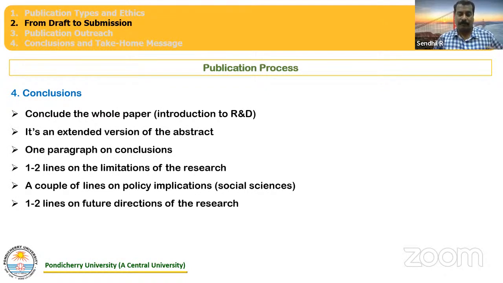And as a reviewer or editor, I always expect 1 or 2 lines on future directions of the research. Sometimes authors may not be interested to disclose, because that may lead to some other paper. But sometimes when you give some directions, authors may pick from that and write a paper. To test your honesty, I always expect the authors to give 1 or 2 lines on the future directions of the research. These are the 4 major heads which you should be very careful in drafting the paper.